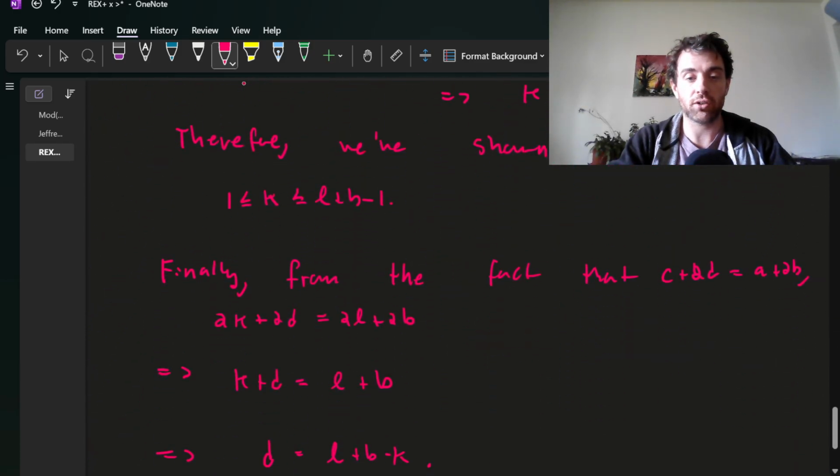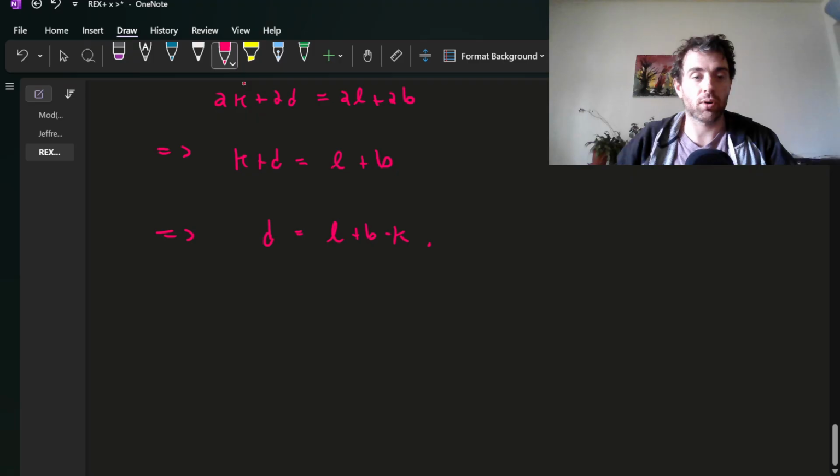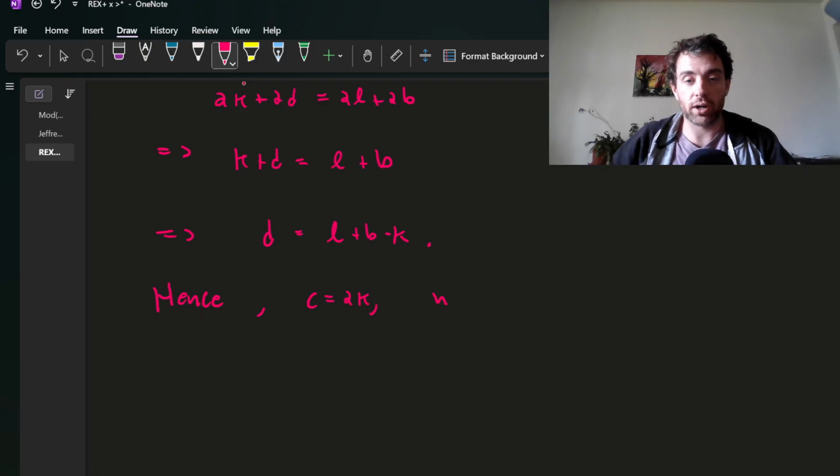So thus, or hence, maybe I haven't used that word yet too much. Hence, C is equal to 2k, where k is an integer between 1 and L plus B minus 1, and D is equal to L plus B minus k.